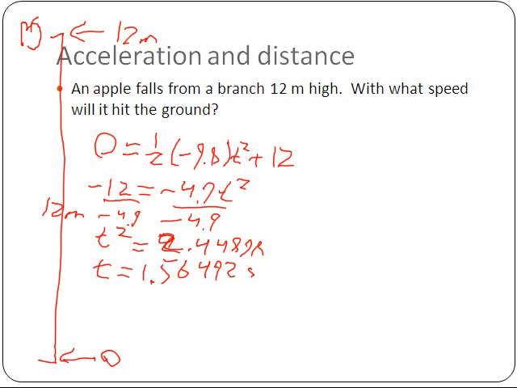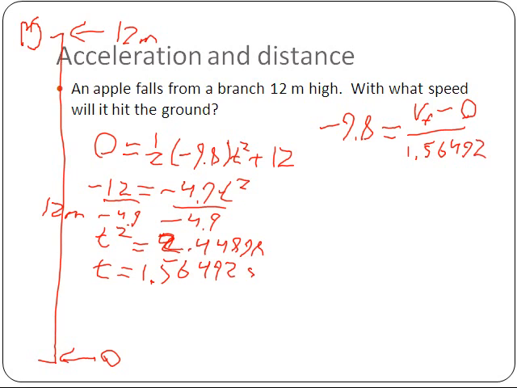And so the question is, what speed? This gives me time, but doesn't tell me about speed. So I'll have to use the other acceleration equation. Our good old acceleration is equal to Vf minus Vo over t. I know my acceleration is negative 9.8 because it falls downward, equals the final velocity, which is what we're looking for, minus the original velocity, which is 0 since we dropped it, divided by the time, which I just found is 1.56492.